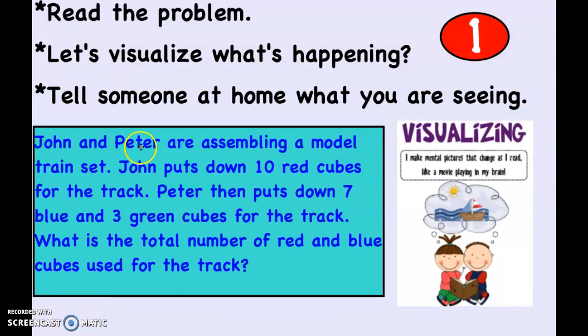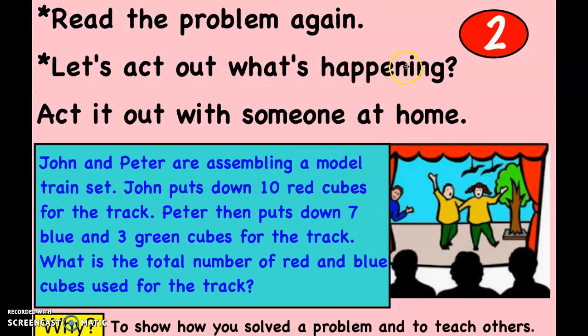So let's go over our steps. Our first step is to read the problem. Let's visualize what's happening. Tell someone at home what you are seeing. Our second step, we're going to read the problem again. Let's act out what's happening. Act it out with someone at home.